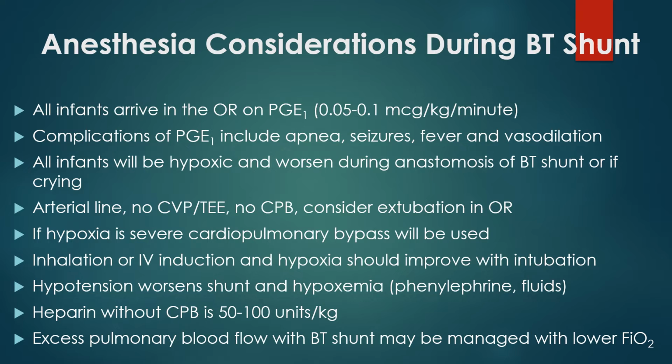Heparin without cardiopulmonary bypass is about 50 to 100 units per kilo. And if you've done some electrophysiology lab work, this is kind of the same thing. You're just pushing the ACT up to around 250 or 300. And then excess pulmonary blood flow with the BT shunt can be managed with a lower FiO2. If you think about it, if you're trying to lower pulmonary blood flow because you've got the BT shunt in, you can always lower the oxygen from 100% to 21%, and that's going to increase your pulmonary vascular resistance.